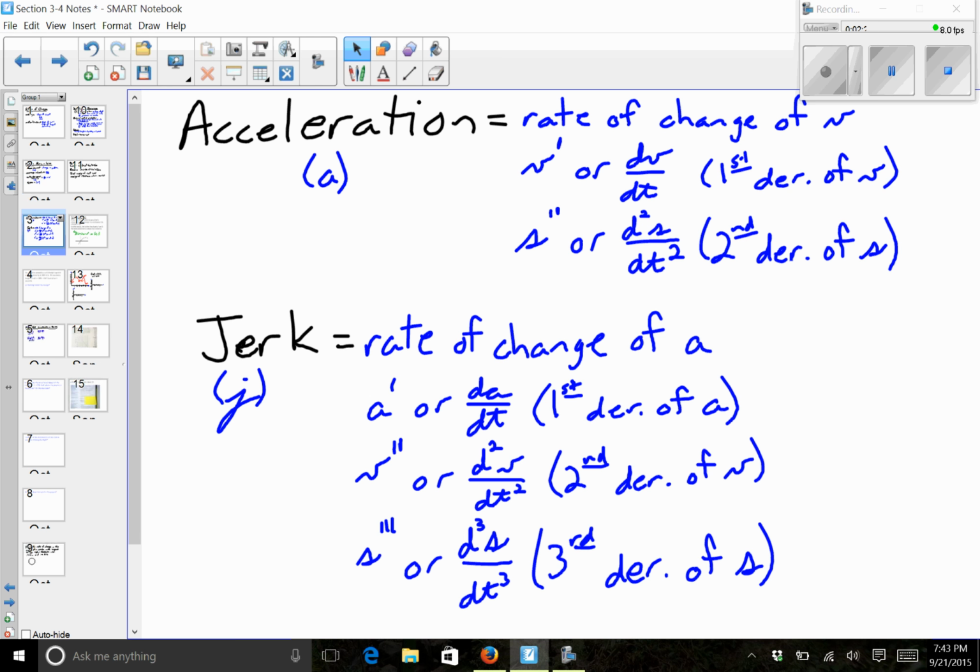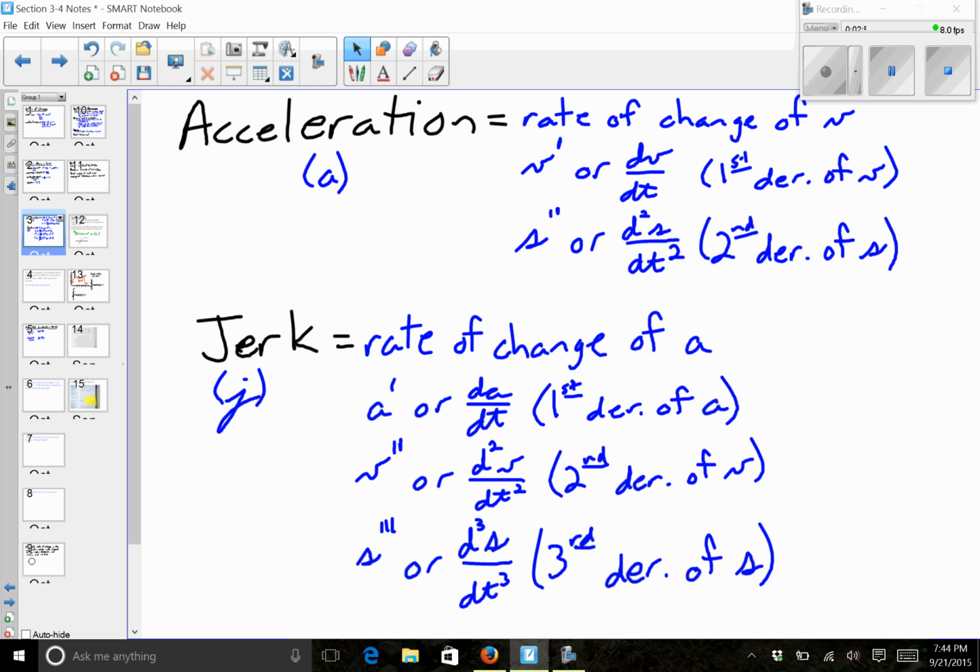Well, then we have acceleration. So acceleration is the rate of change of velocity. So if we're talking instantaneous, that'll be the first derivative of velocity. But since velocity is the first derivative of displacement, then acceleration is also the second derivative of displacement. Well, then we have jerk, and jerk is the rate of change of acceleration.